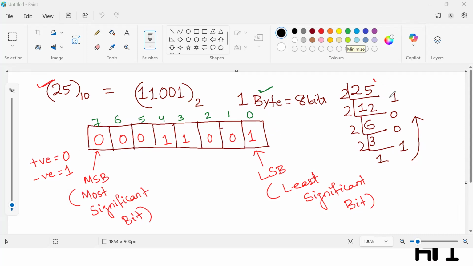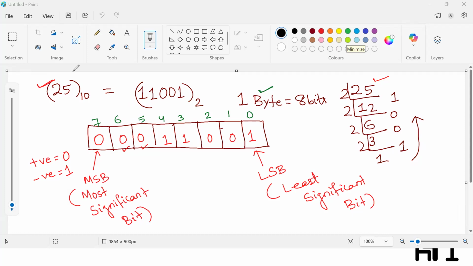You have to convert 25 into binary. The binary value will be stored from LSB towards MSB. As the number is positive, the MSB bit is filled with 0. And whatever vacant blocks are there, you fill with 0. This is how a positive number is stored in memory.